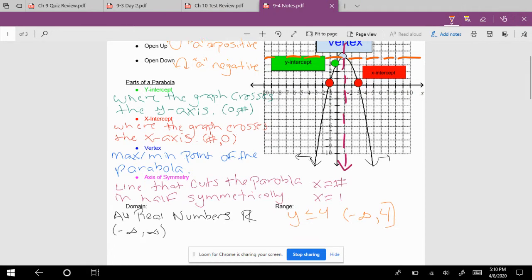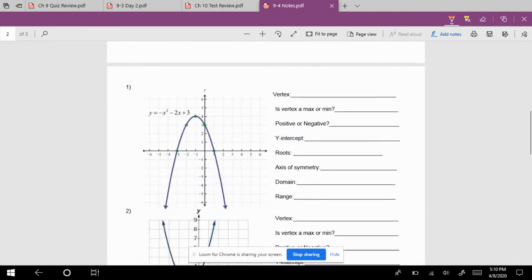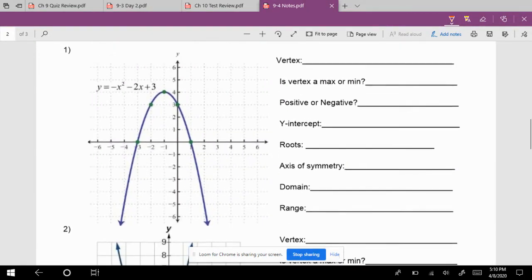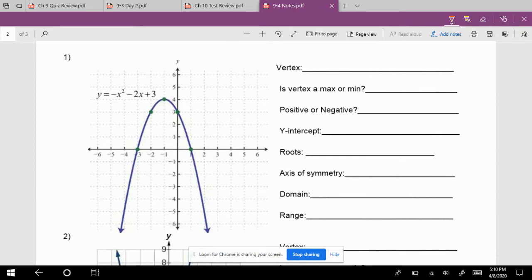So let's quickly go through some examples just real quick, and we're just going to identify pieces of these graphs. So for this first one here, what's the vertex? Well, the vertex is right here. And what would those coordinates be? That would be the coordinates -1, 4. And again, you have to have it in parentheses or it is not a coordinate point.